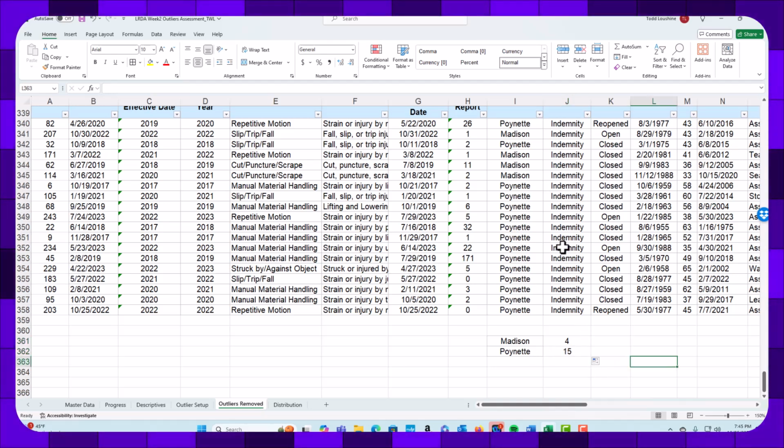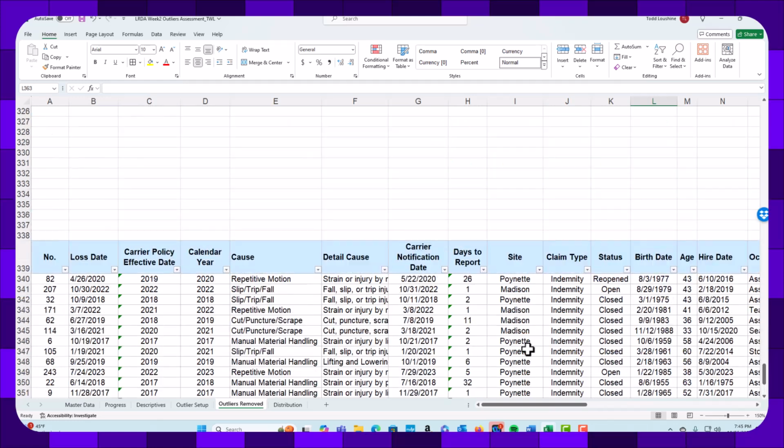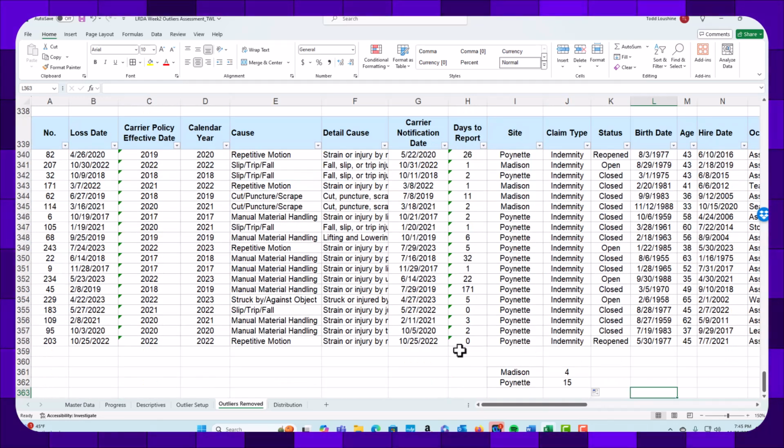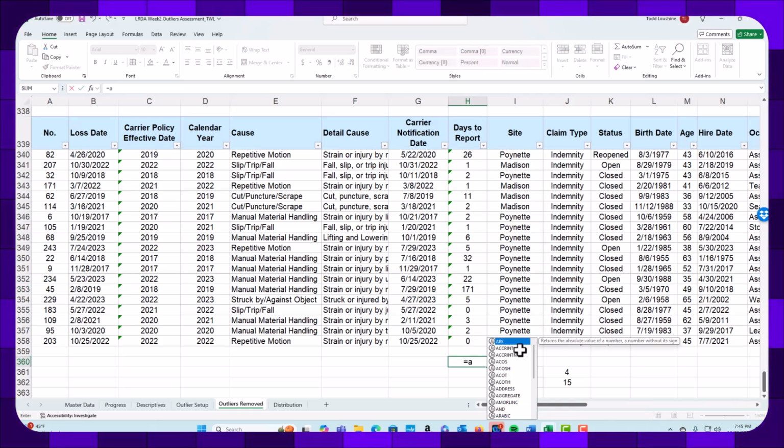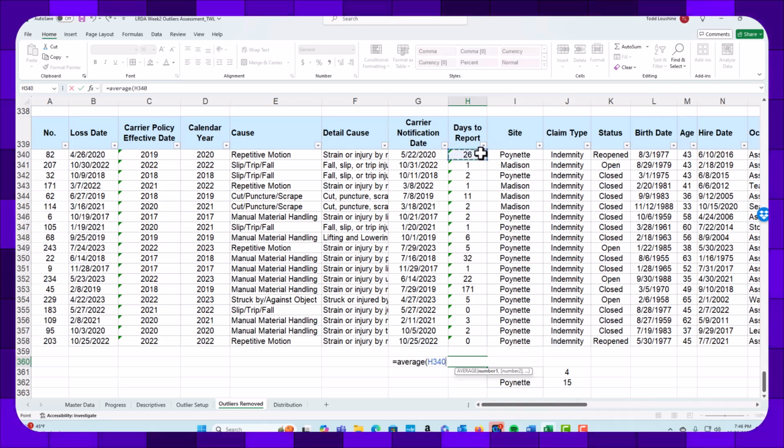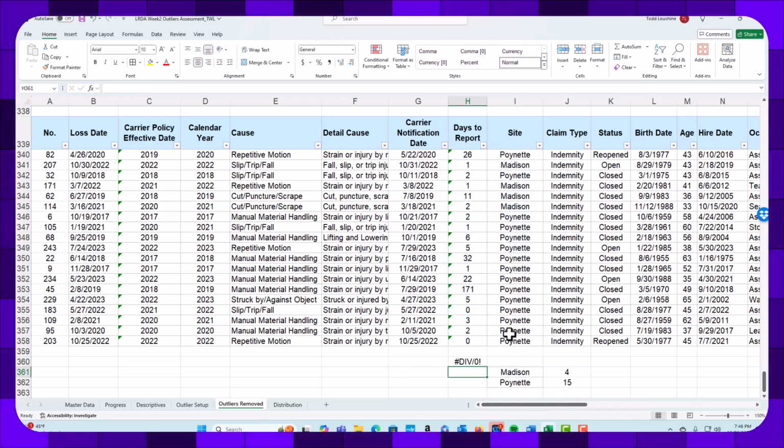So you really need to know the overall representation to find out if this is a normal split or not. We don't know that right now. Days to report, there's a big one right here. Otherwise, they don't seem too crazy. Should we figure out what the average is? And we could compare that to other things.